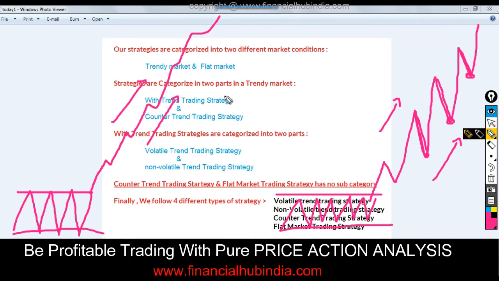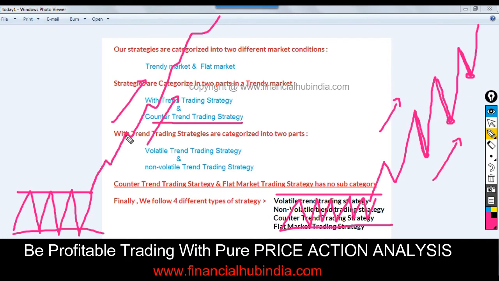If I give you these two market conditions, one a volatile uptrend and the other a non-volatile uptrend, which market condition is best suited for you to look for a counter-trend trading strategy? Tell me. Definitely a volatile trend, because a volatile trend is a trend where we have a good amount of counter-trend players, but not in a non-volatile trend.